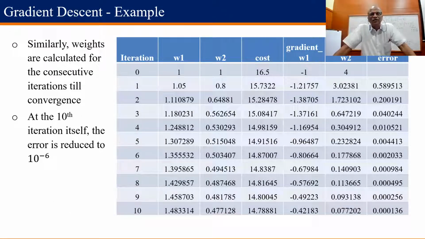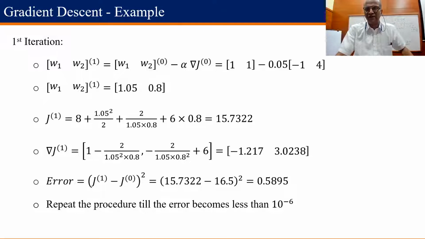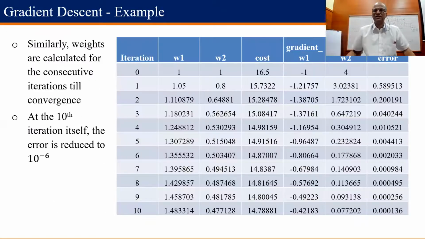Similarly, calculate the weights for all the consecutive iterations till convergence is reached, say 1 into 10 to the power of minus 4. At the 10th iteration itself, it is reduced. So 0th iteration: W1 is 1, W2 is 1, cost is 16.5. The gradient was (minus 1, 4). Error, you don't calculate. Go to the next one: 1.05, 0.8, cost 15.73. We calculated that. The next one I skipped: 1.27 and 0.62. So you proceed until convergence is achieved.